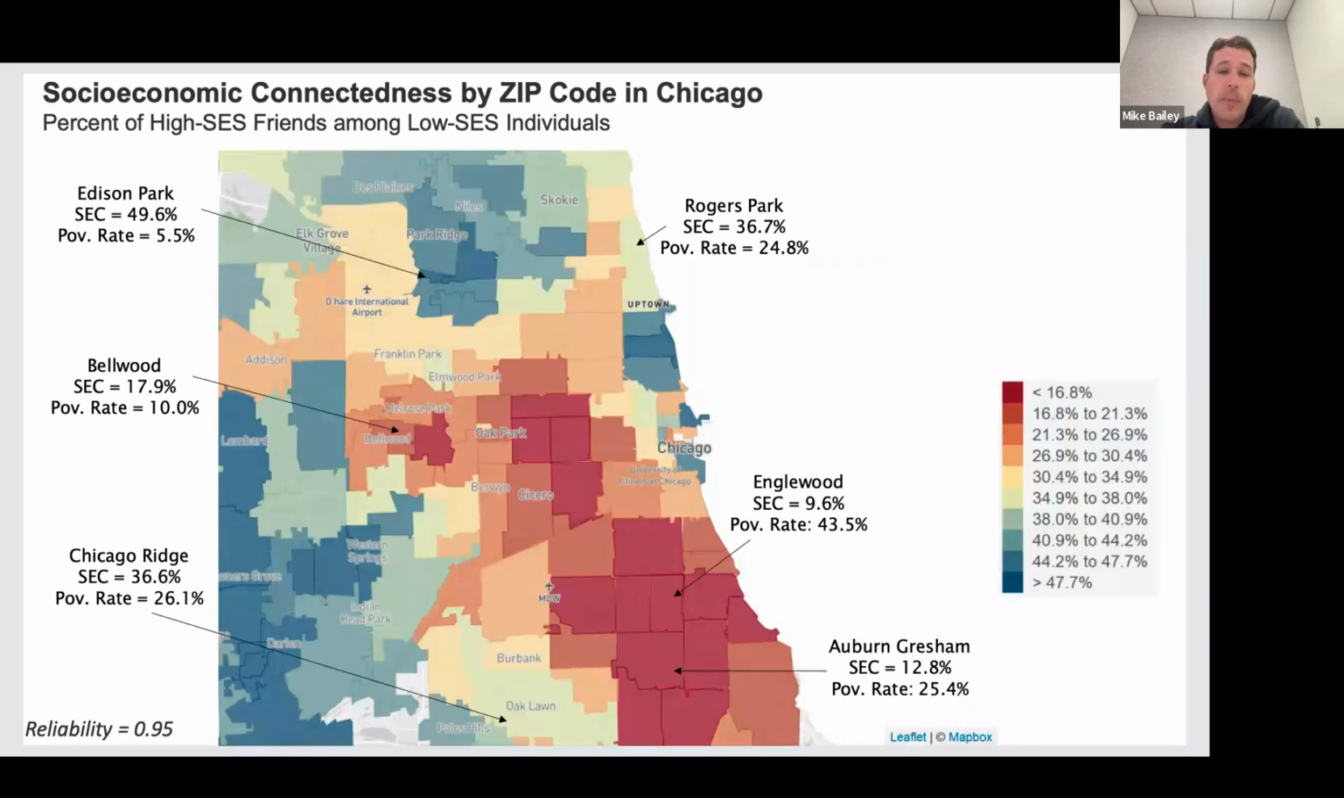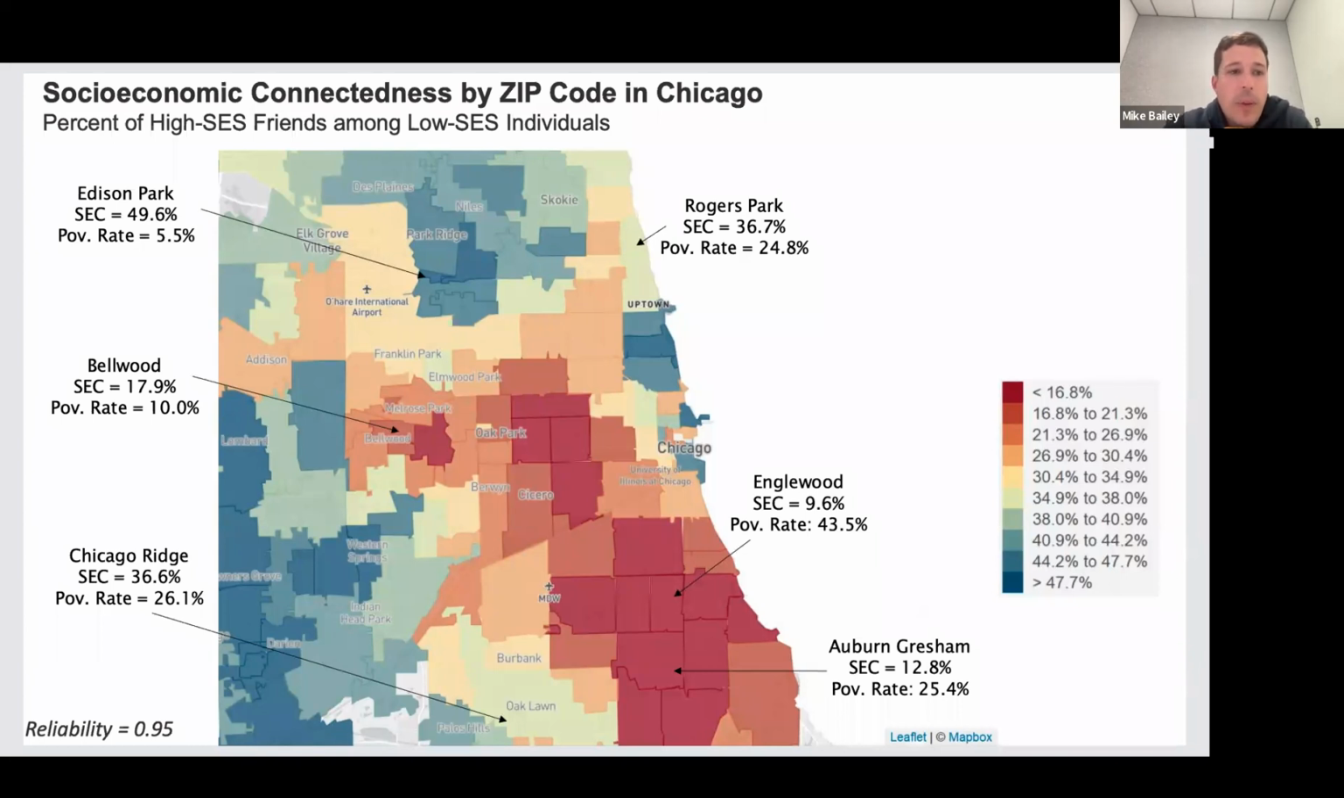This is what it would look like if you zoom in at a city, and most major US cities have a similar pattern here. So this is Chicago. And these are neighborhoods in Chicago. And you'll find places like Englewood, which has a poverty rate of 43%. And their socioeconomic connectedness score, that's what we call the measure of what percent of below median SES friends are above median SES, their score is about 9.6%, meaning if you were below median SES, then on average, only about 9.6% of friends will be above median SES.